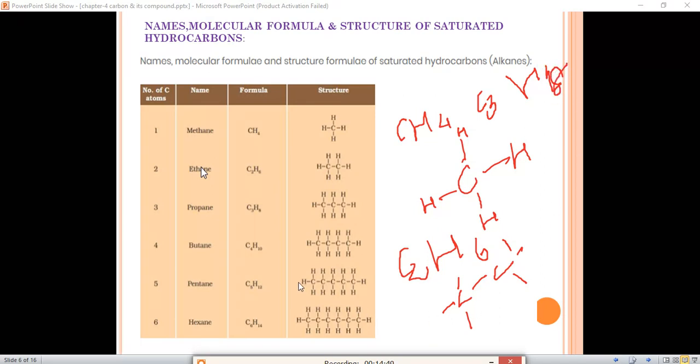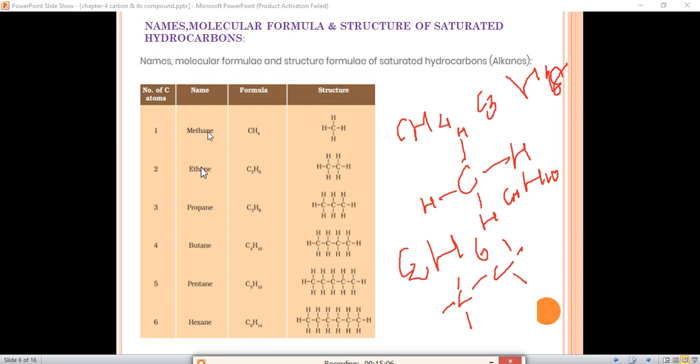C3H8, sorry. Butane with carbon number 4 and hydrogen 10. What is the formula of butane? C4H10. Pentane is C5H12 and hexane is C6H14.